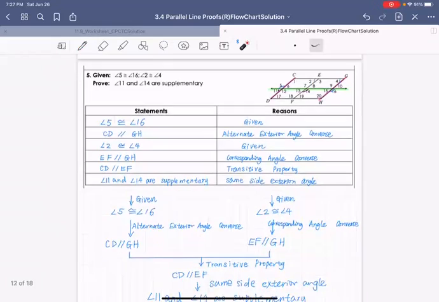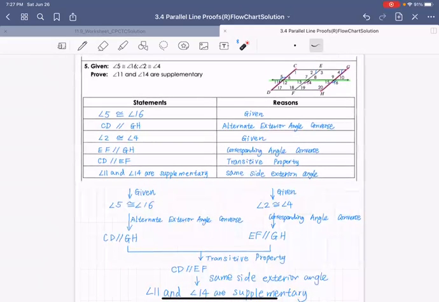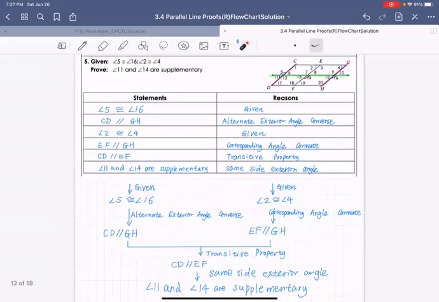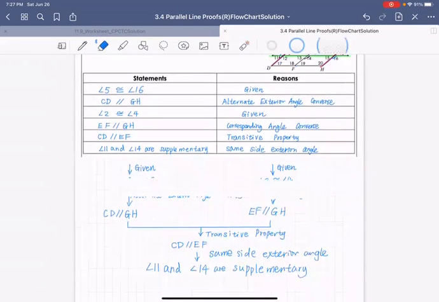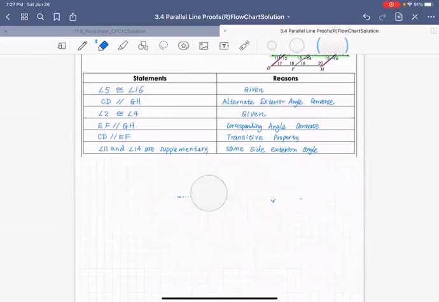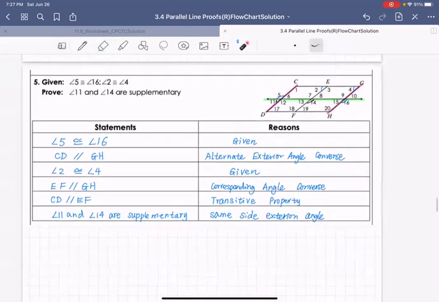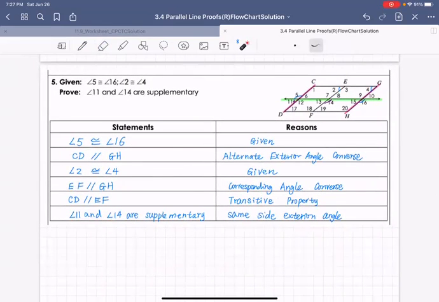Okay, now let's do number 5. Let's take a look at number 5. The given condition is saying angle 5 is congruent to angle 16. Angle 2 is congruent to angle 4. And they ask us to prove 11 and 14 are supplementary. So let's start from angle 5 and angle 16 congruent, okay?